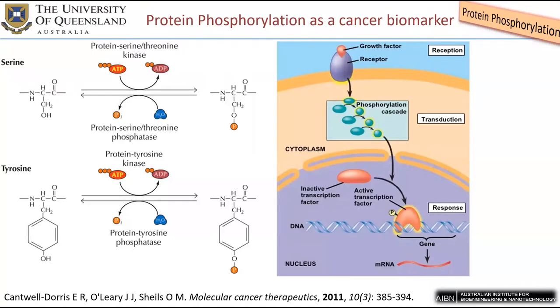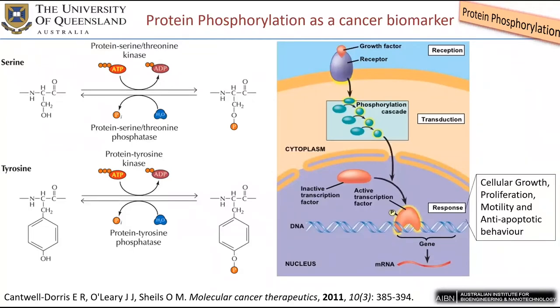But in this process, abnormal phosphorylation can happen, and then everything can go abnormal inside the cell, which can involve abnormal cellular growth, proliferation, and anti-apoptotic behaviors, and finally can lead to cancer. So that's why protein phosphorylation can also act as a cancer biomarker. Now we use these two biomarkers, and we used our interfacial biosensing method to detect these biomarkers.